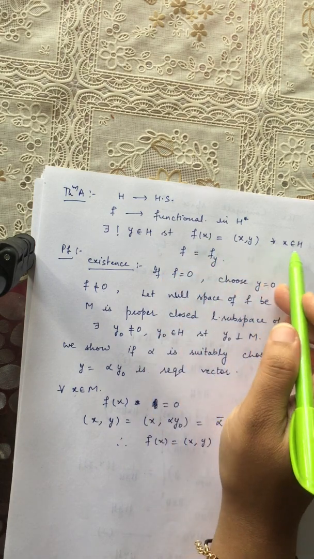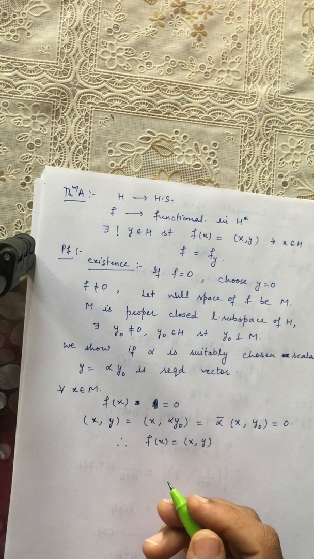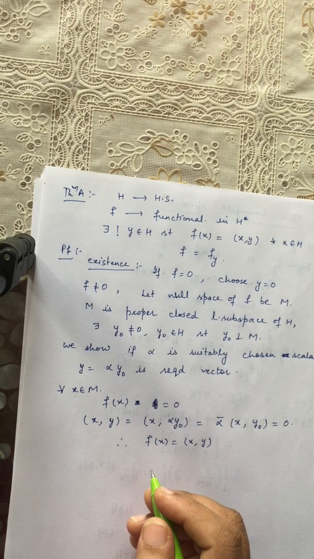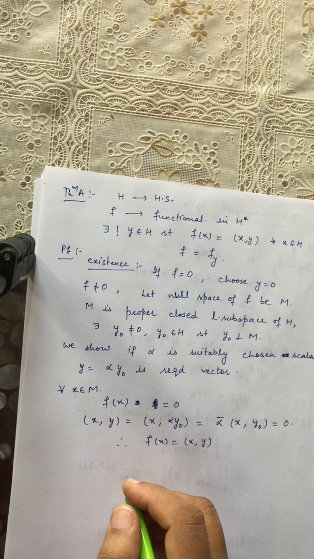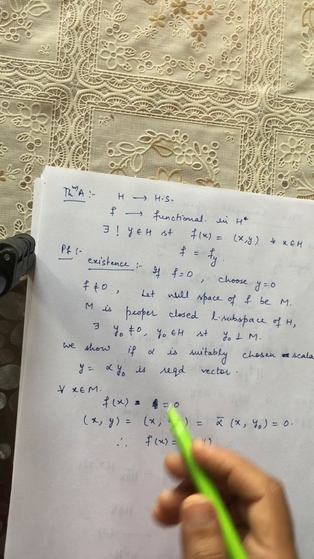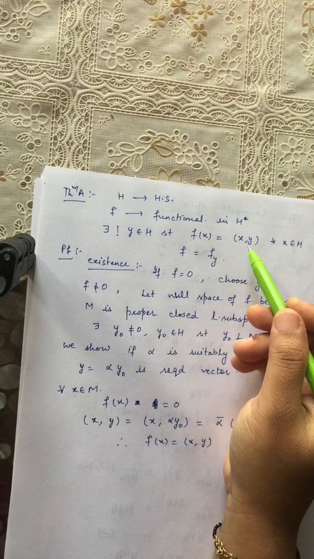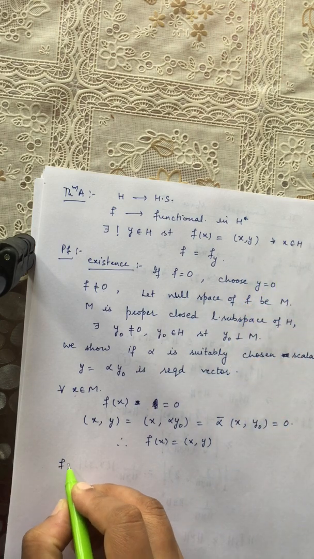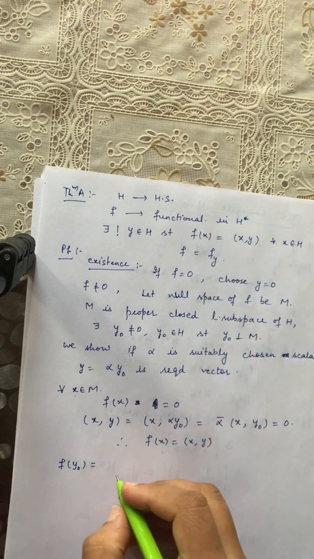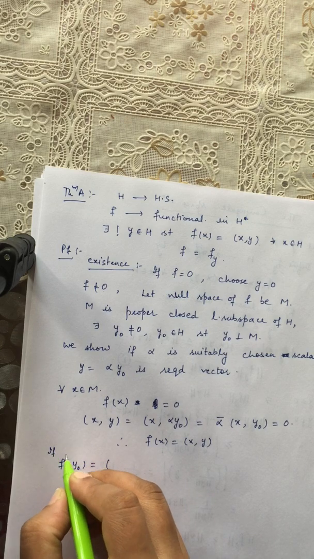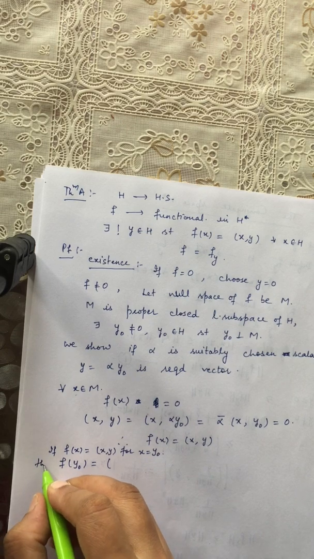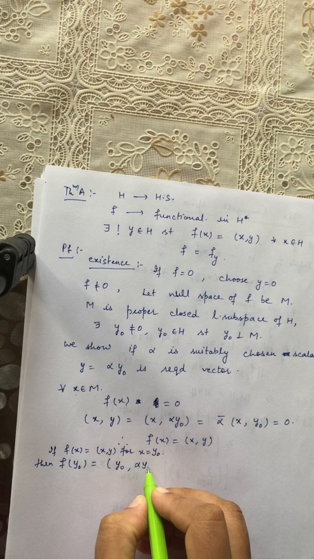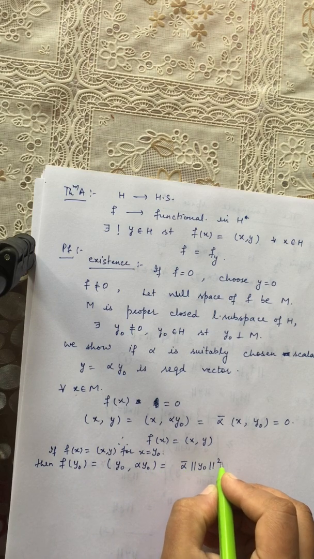But we have to prove this is true for each x in H, not for x in M only. We have proved up to this that for every x in M, f of x is 0. But because we have to prove f of x equals the inner product of x and y for each x in H, in particular it should be true for x equal to y naught. So let us take f at y naught. If f of x equals the inner product of x and y for x equal to y naught, then f of y naught will become the inner product of y naught and alpha y naught, and this will be alpha bar norm y naught squared.